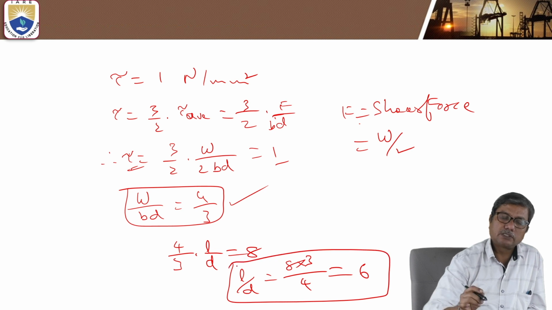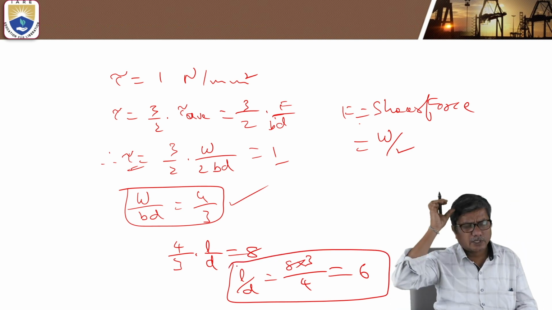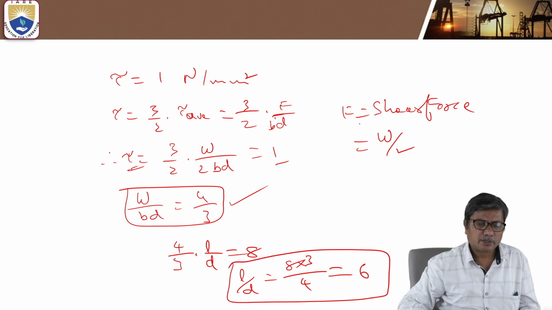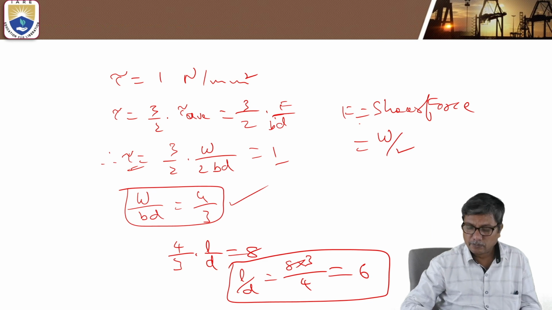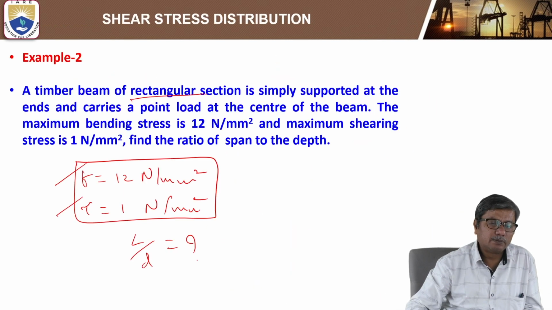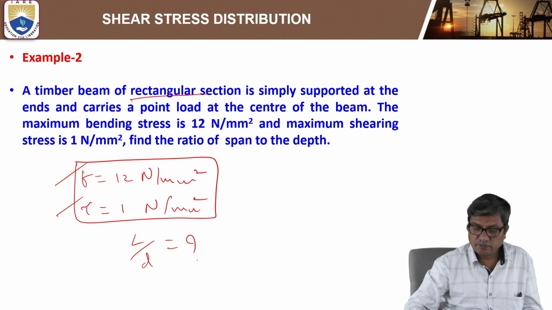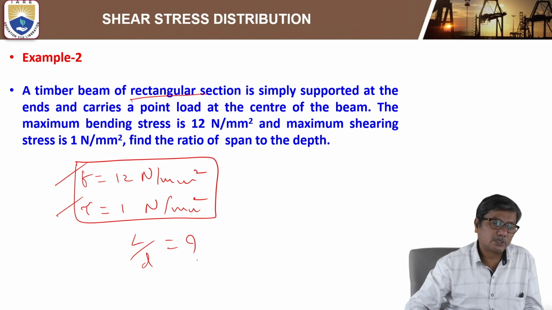So this is the allowable ratio of span to depth. Okay, that is what is asked in the problem: find the ratio of span to depth so that it satisfies the given conditions.